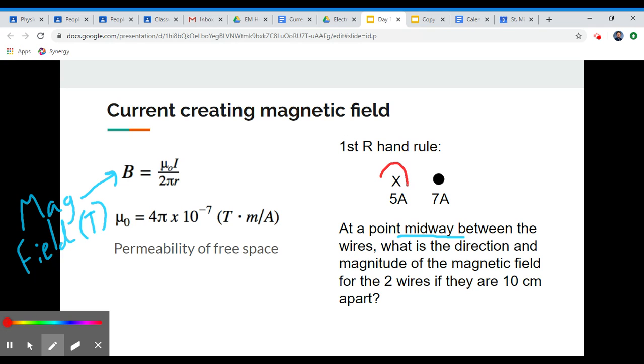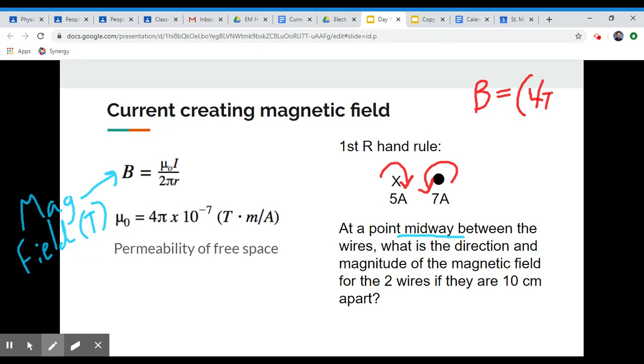So we have clockwise, counterclockwise. And now let's go ahead and plug in our information for this. I actually have to figure out the magnetic field for each one. So I'm going to use this equation, B equals 4 pi times 10 to the negative 7th times, and keep in mind here, when we go to plug all this information in, we are given centimeters here. You do not want it in centimeters. You always want it in meters.